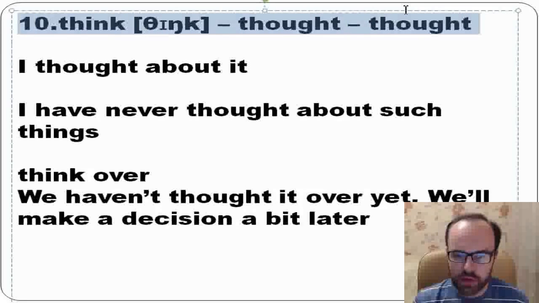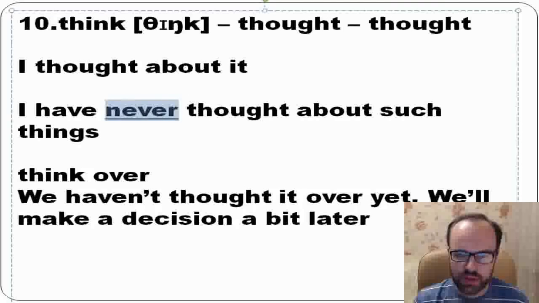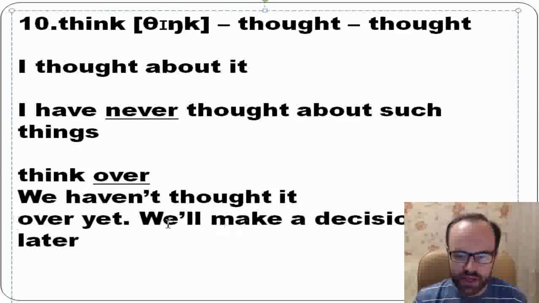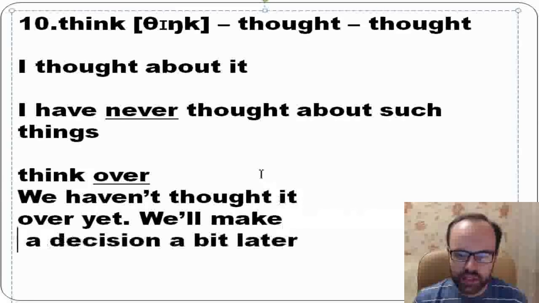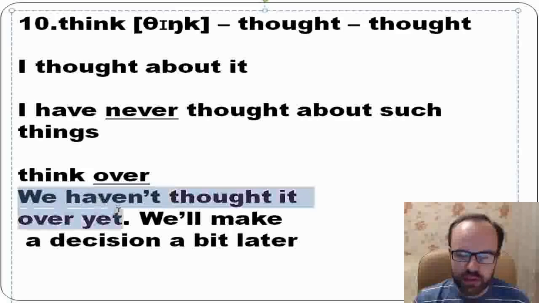Think, thought, thought. I thought about it. I have never thought about such things. So we have never, so we use present perfect. And think over. We haven't thought it over yet. We'll make a decision a bit later. So think over means to think more thoroughly, to spend more time on thinking it. Yeah? So, yeah, we haven't thought it over yet. So we need more time to think about it. We'll make a decision a bit later.